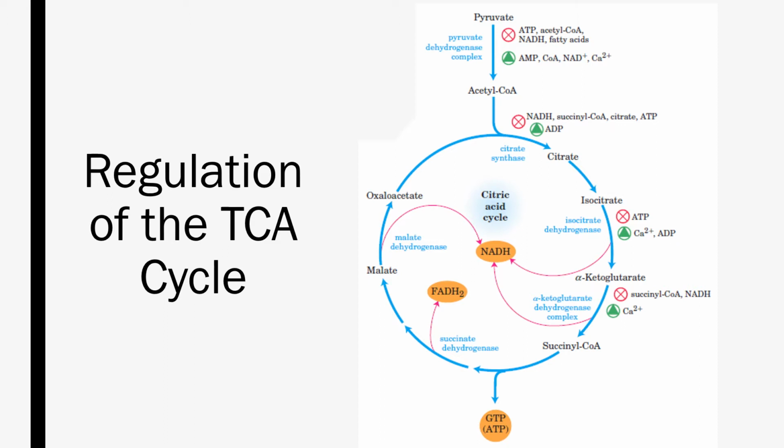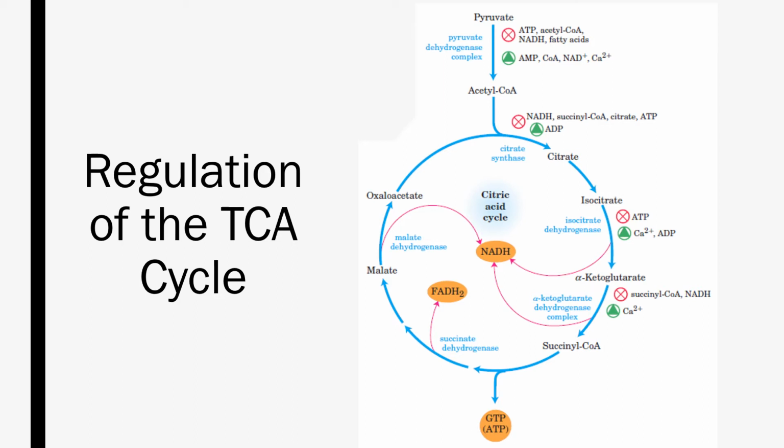The reaction is activated when energy demand is high and there are increased levels of AMP, CoA, NAD+, and calcium. It is strongly inhibited by ATP and by acetyl-CoA and NADH, the products of the reaction. The conversion of pyruvate to acetyl-CoA is also inhibited by an abundance of fatty acids present.